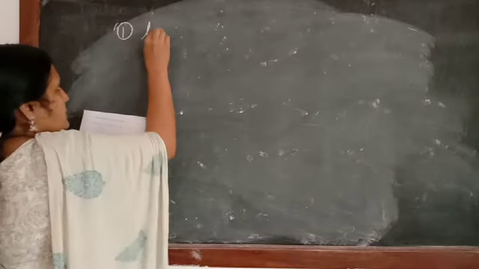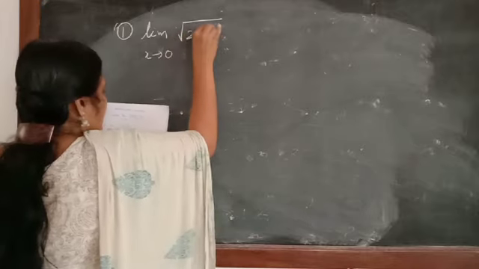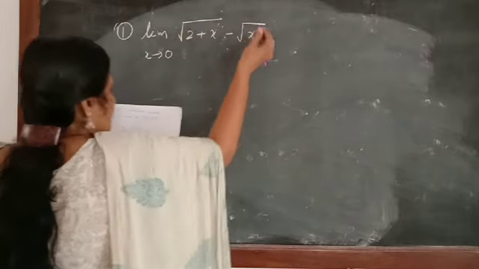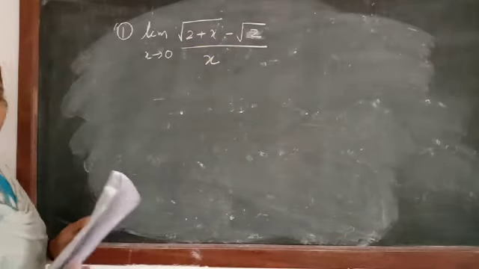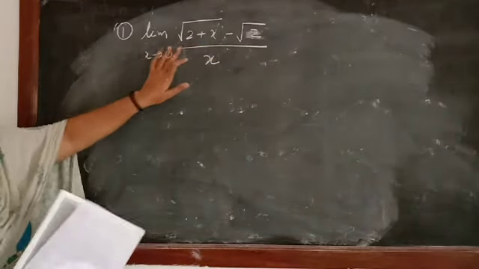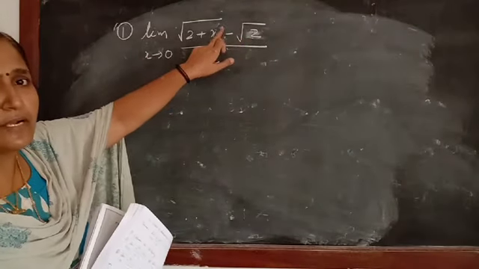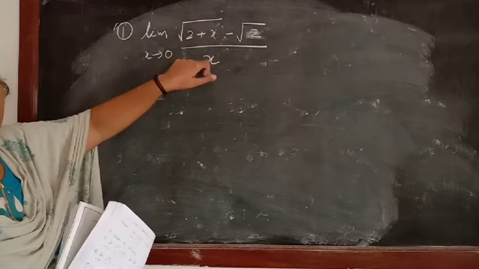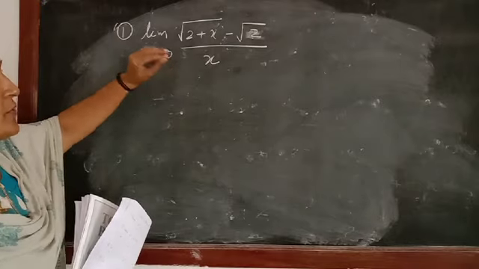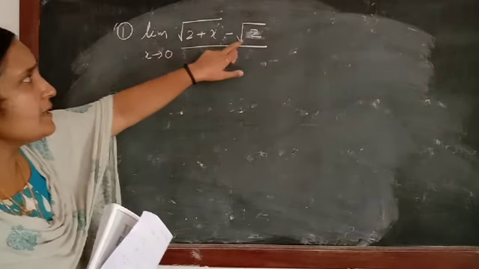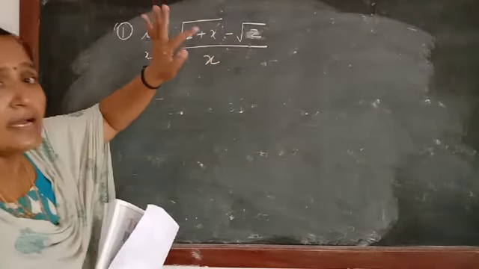So in that first question is limit x tends to 0, square root of 2 plus x minus square root of 2 by x. Now just to check here, in place of x directly if you will substitute 0, what will come? Root 2 minus root 2, that will be equal to 0. So 0 by 0, that form is not applicable. So now what we are going to do? Here, irrational numbers we have in numerator only. So we are going to rationalize the numerator.